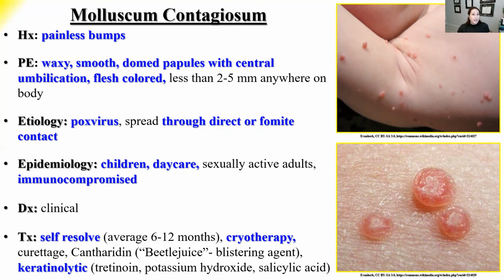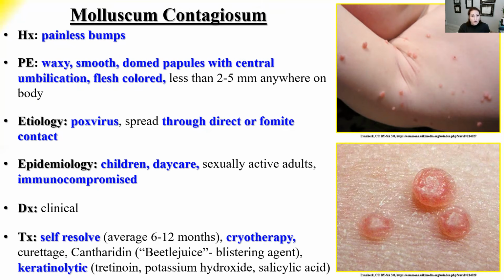But it's very fair game for them to either show you a picture of this or give you that description, because that's very specific to molluscum. This is transmitted by a pox virus, which can either be spread through direct contact or fomite contact. So if I have this and I touch a doorknob and then you touch that doorknob, that's the fomite contact there. We talked about kids, daycare, sexually active adults can get this, immunocompromised people can get this, but much more commonly in kids. These self-resolve within about 6 to 12 months, so they take a while to get better.